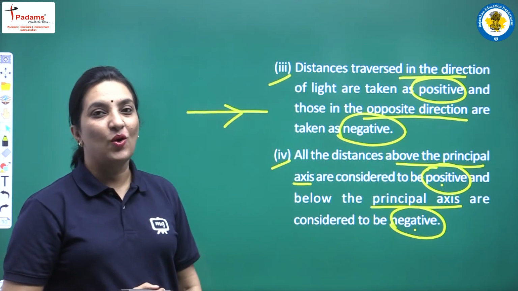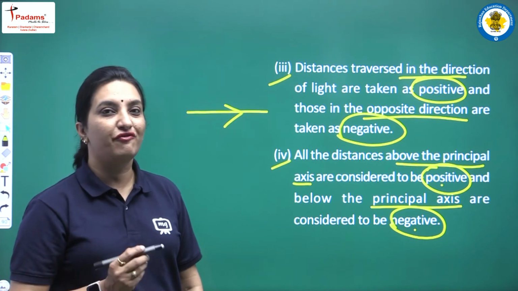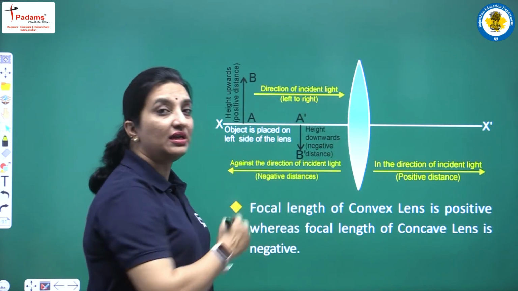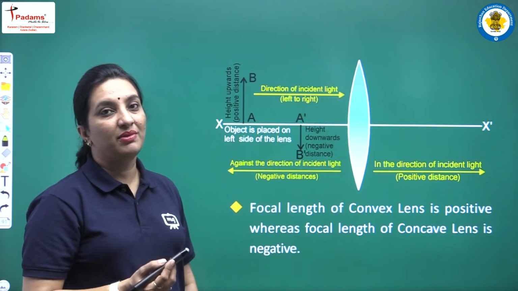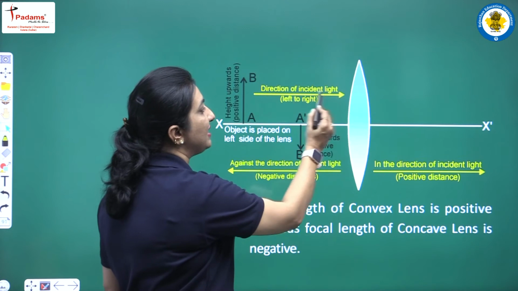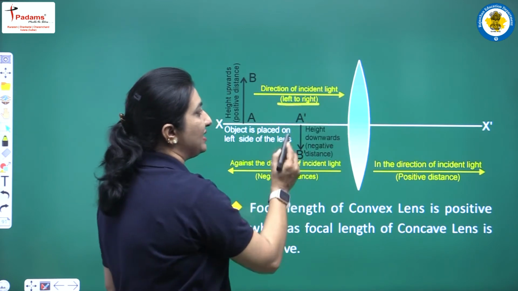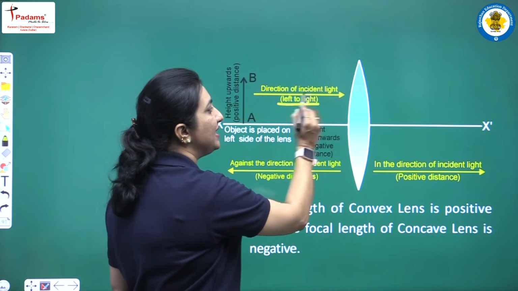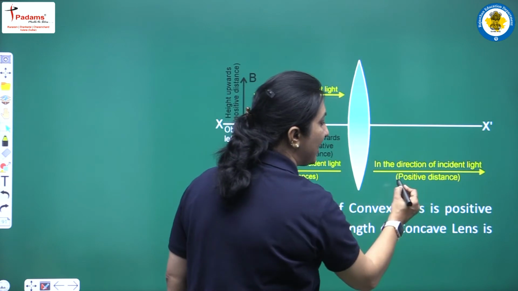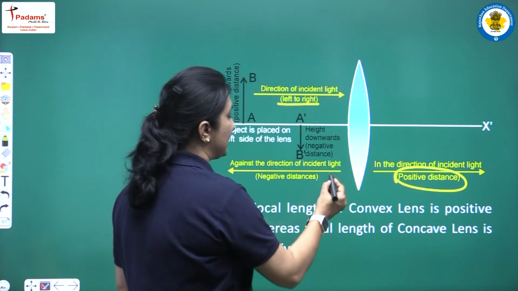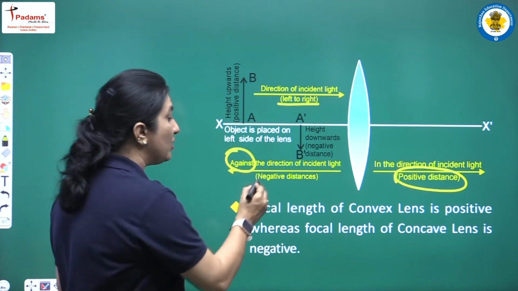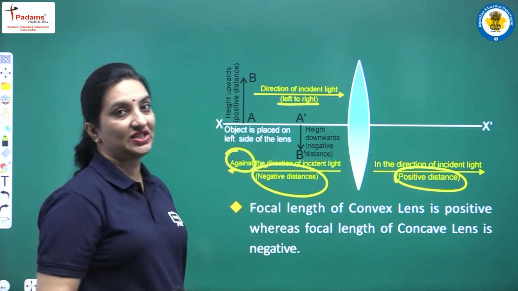Now let's summarize all these 4 sign conventions for lenses through a figure. Now here I have shown a convex lens. This is applicable for both convex and concave lenses. So here students, the direction of incident light is taken from left to right, and all the directions measured in this direction are going to be taken to be positive. So in the direction of incident light we will have positive distance, and against the direction of incident light, will be taken as negative distances.